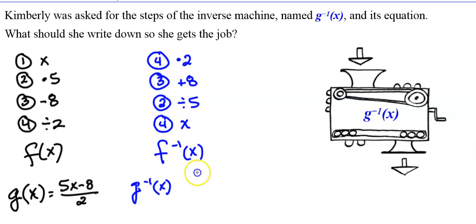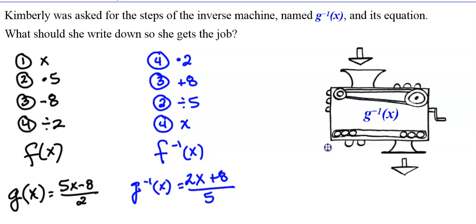So g inverse of x is going to take this order. First thing we're going to do is put in the x. We're going to multiply by 2. Then we're going to add 8. And then we're going to divide by 5. So if you look at these two, it kind of looks similar. We have 5x minus 8, but here we have 2x plus 8 because we did this order. So that's what we would get for g inverse of x.